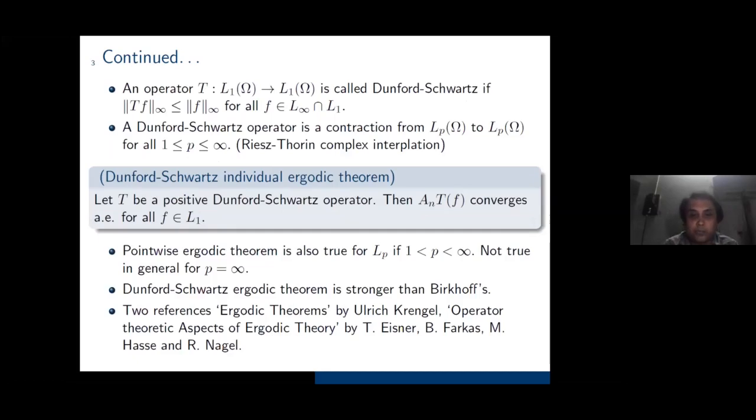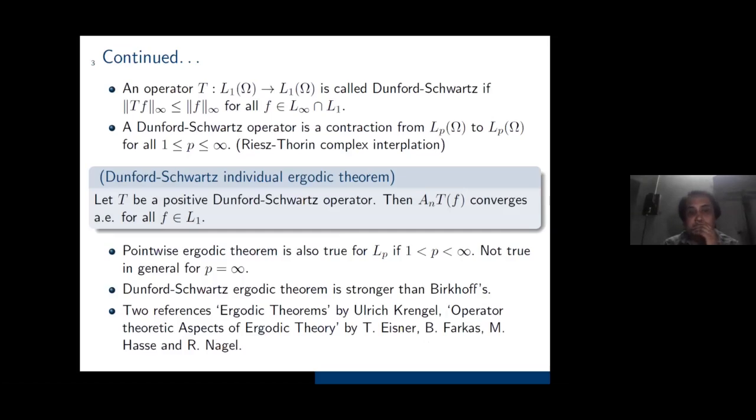Now, there are two references, one is the book Ergodic Theorems by Krengel. You can look at it. And there is one more book, which is called Operator Theoretic Aspects of Ergodic Theory, by four authors. So you can try to look at those books and find the motivation for why mathematicians started studying these kinds of problems. Okay.